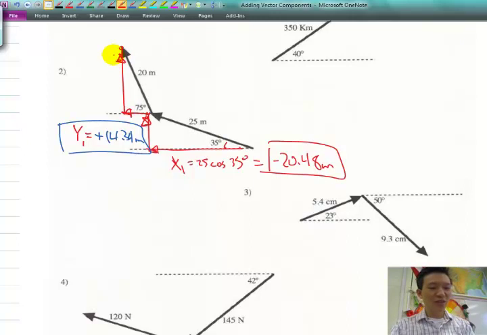And you guys are so fast with your calculators. Someone already have x2 and y2 for me? You guys are awesome. What did you guys get for x2 and y2? Someone already have that? And then x2 is in here.